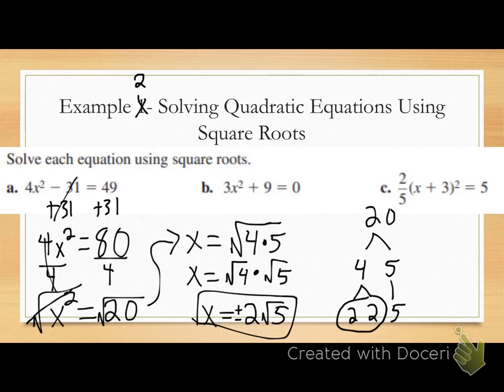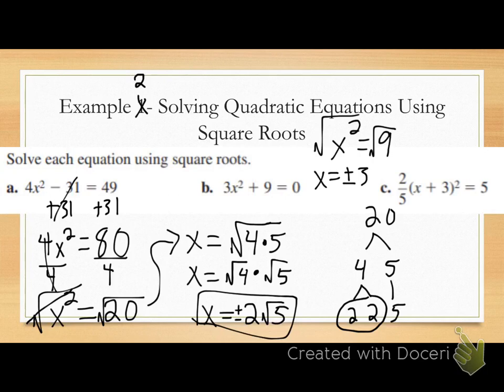Let's say I have this equation, x squared equals 9. How would I get x by itself? Take the square root of both sides, right? So what's the square root of 9? 3. 3, but like I said, we got to account for the positive and the negative, and here's why.